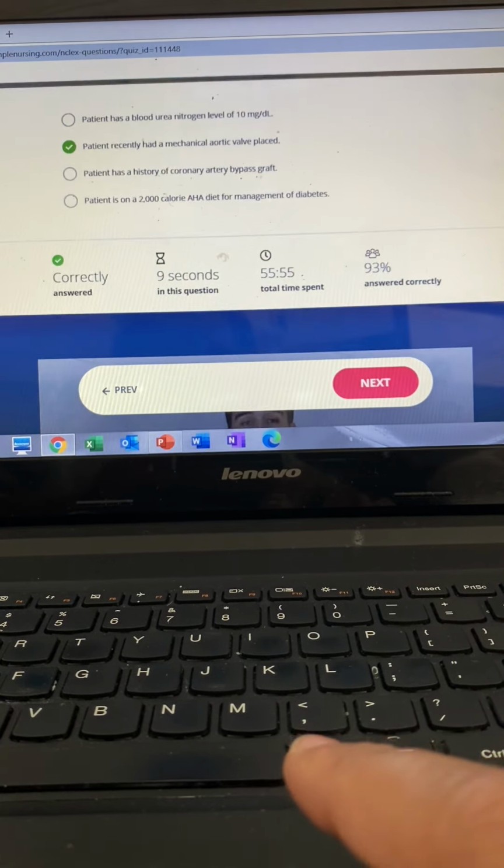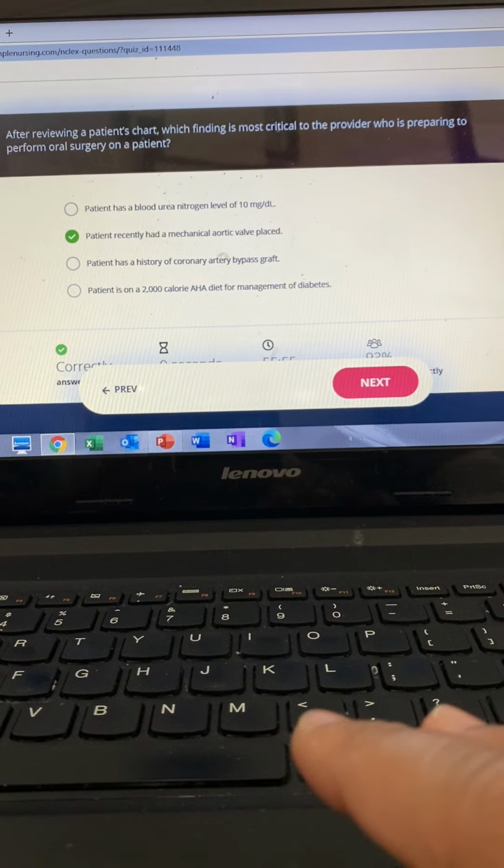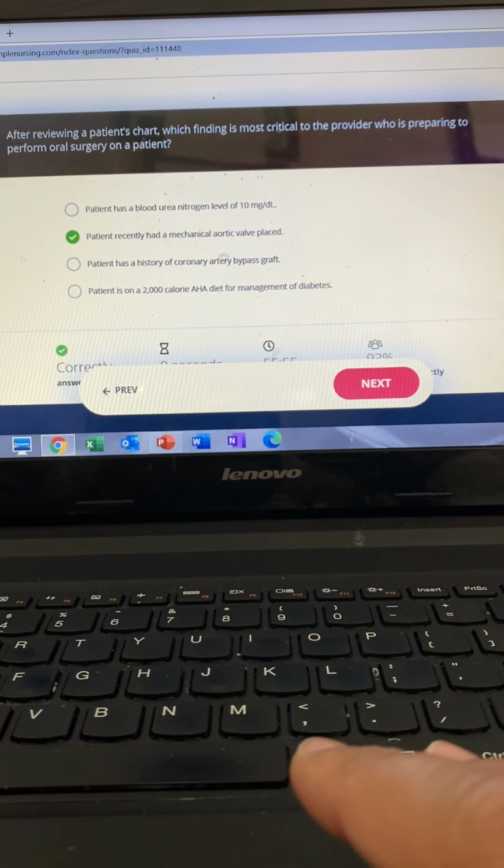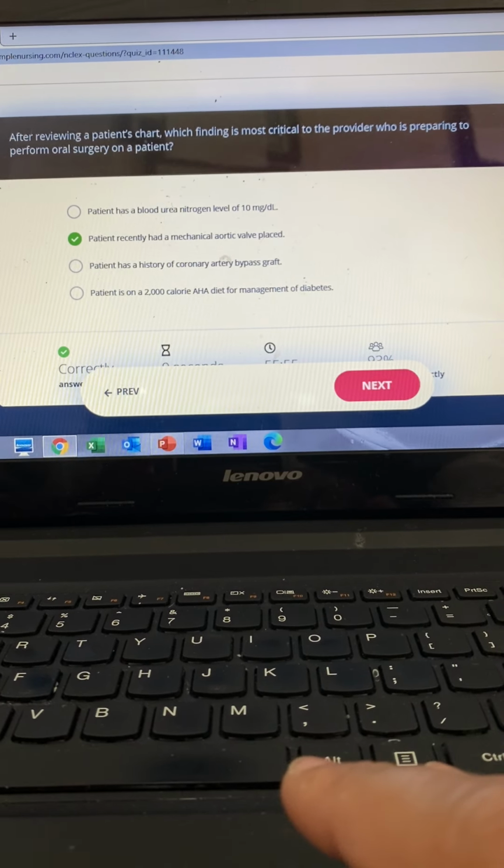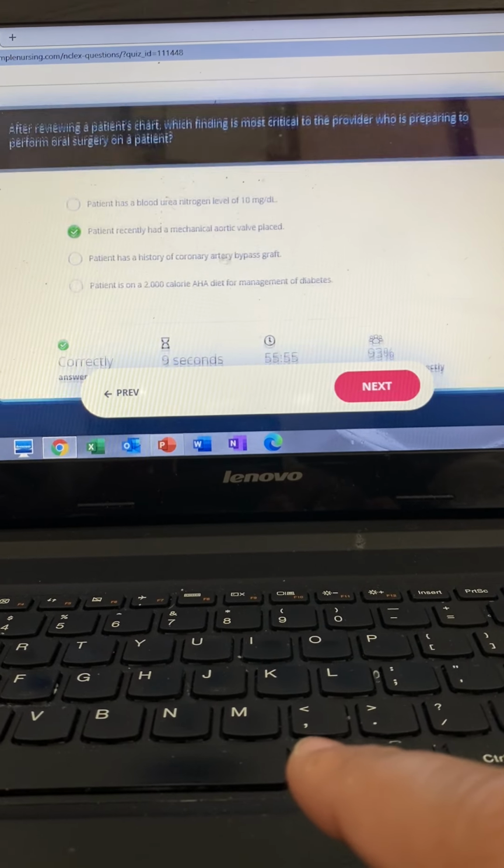So option 3 and 4 are incorrect here. History of cabbage does not really affect oral surgery. And option 4, a healthy diet does not affect dental procedures either.